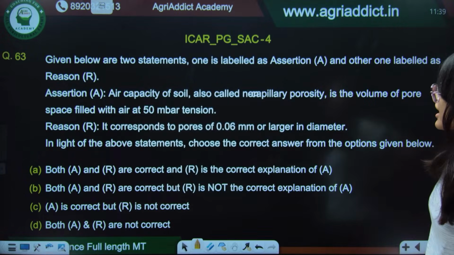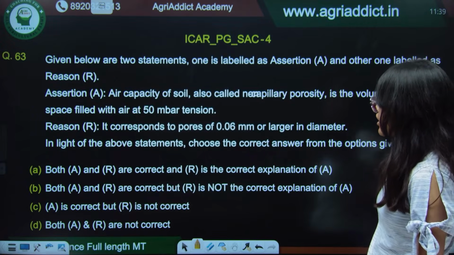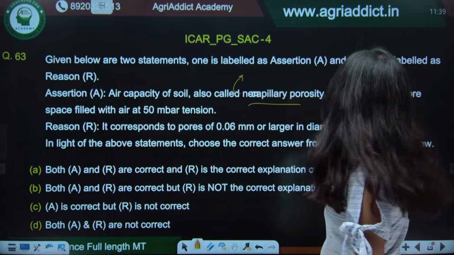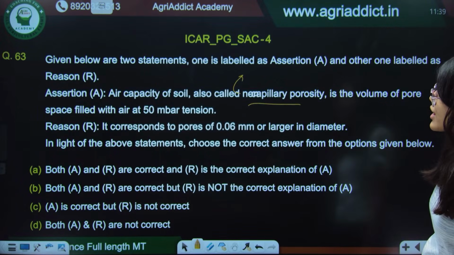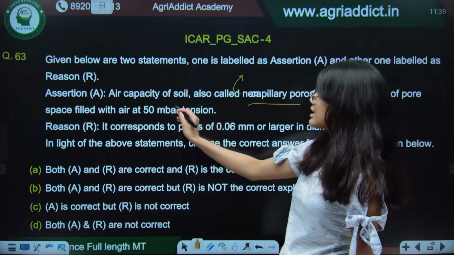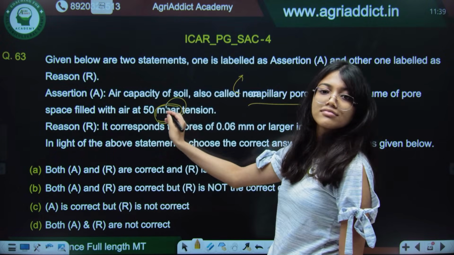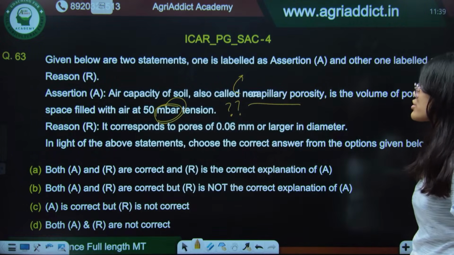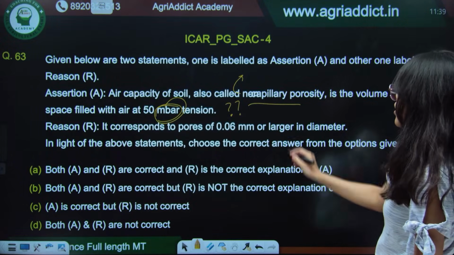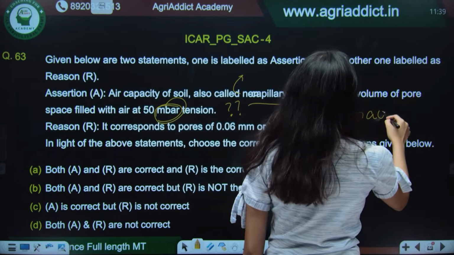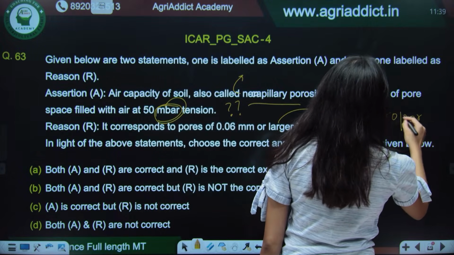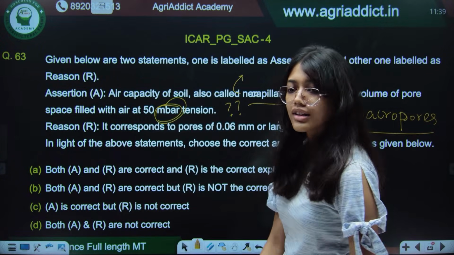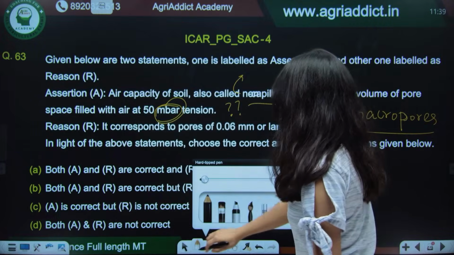Now, coming to the next question. Air capacity of the soil, also called non-capillary porosity. So, can you comment who gave this term non-capillary porosity? Is the volume of pore space filled with air at 50 millibar tension. It corresponds to the pores of 0.06 millimeter or larger. So, it is referring to macropores. That is true. Non-capillary porosity is related to macropores. But yes, Koehnke gave the term non-capillary porosity, very good.